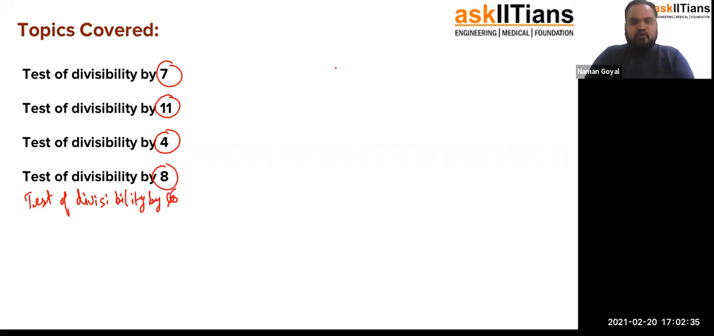Now, what have we already learned? For 2 we already learned, 3 we already learned, 5 we already learned. But 6, 7, 8 not, and 9 and 10. So in today's lecture, if we learn about 4, 6, 7, 8, then we will have completed all the divisibility tests for 2 to 10 and 11 also. Today we are going to learn that.